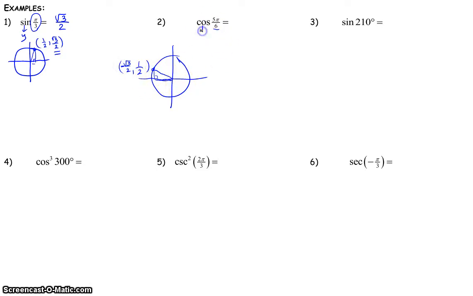Okay, so back to the question. We're looking for cos, which is x. So the x coordinate is negative root 3 over 2. And you're done. Okay, let's try the next one. Oh, degrees. Let's throw some degrees at you.